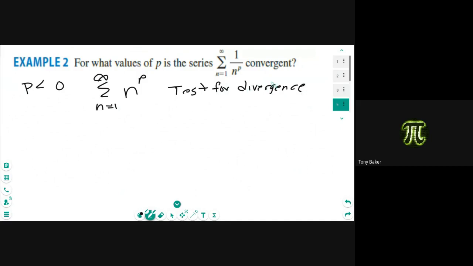That doesn't go to 0. I can add up all those numbers and it's going to get bigger. It's never going to go to 0. So I know p can never be less than 0.